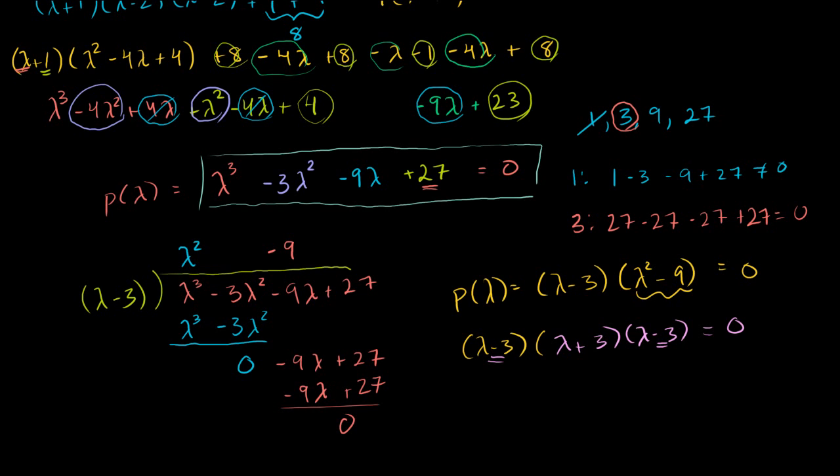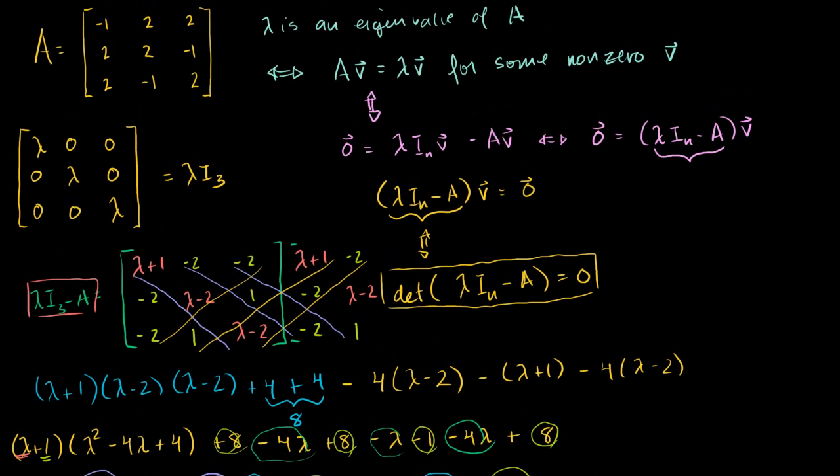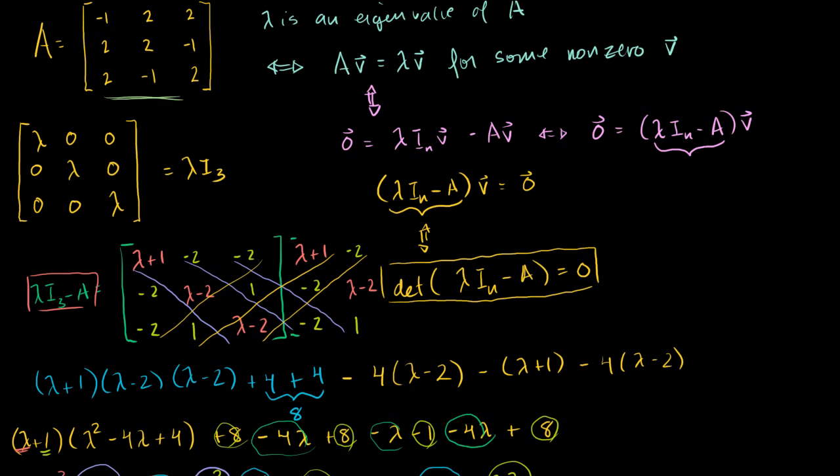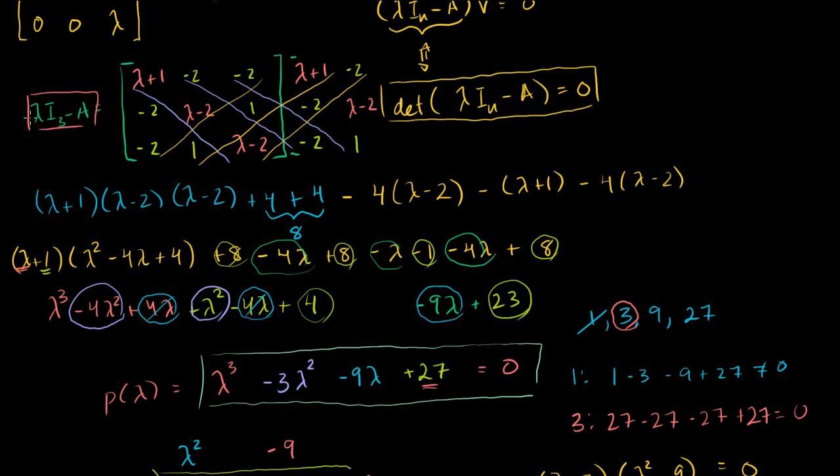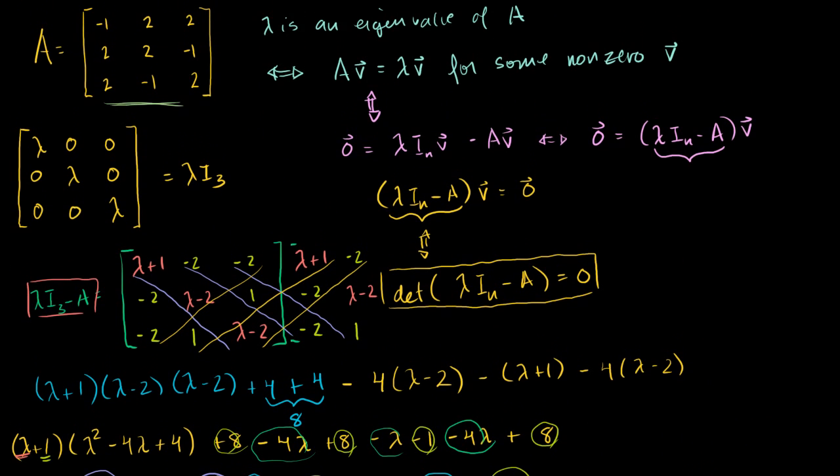So the possible eigenvalues of our 3 by 3 matrix A that we had way up there are lambda is equal to 3 or lambda is equal to minus 3. Those are the two values that would make our characteristic polynomial, or the determinant for this matrix, equal to 0, which is a condition that we need to have in order for lambda to be an eigenvalue of A for some non-zero vector v. In the next video, we'll actually solve for the eigenvectors now that we know what the eigenvalues are.